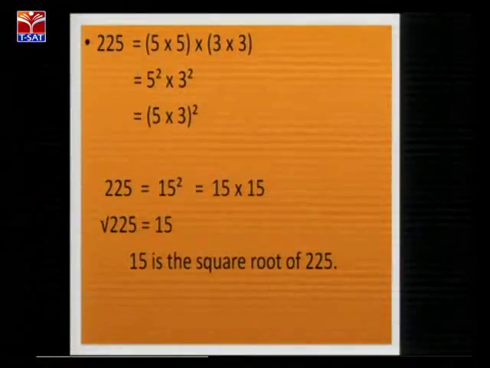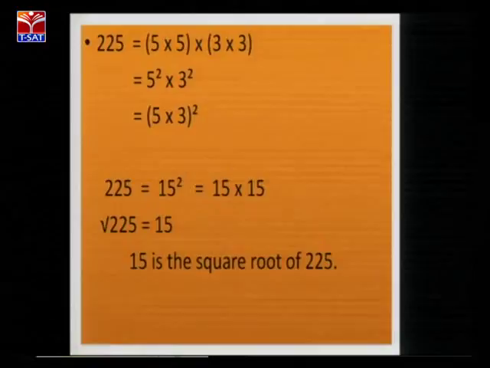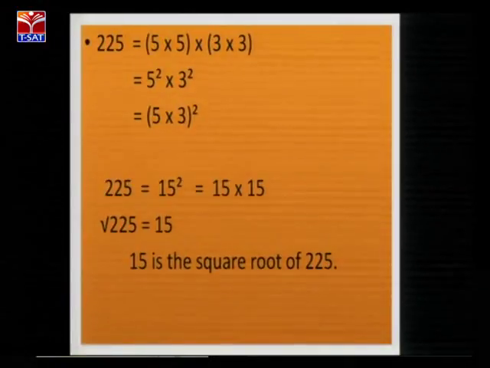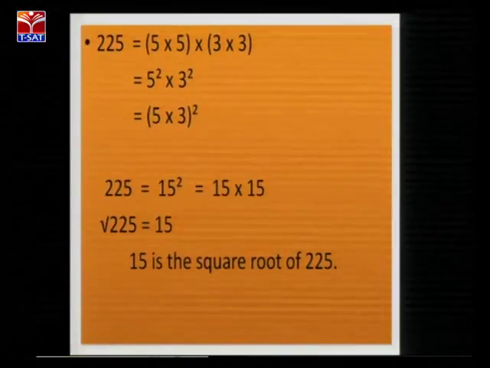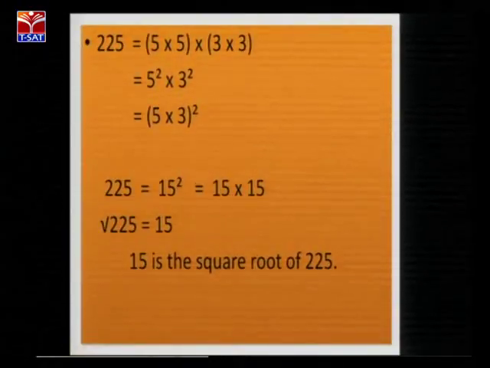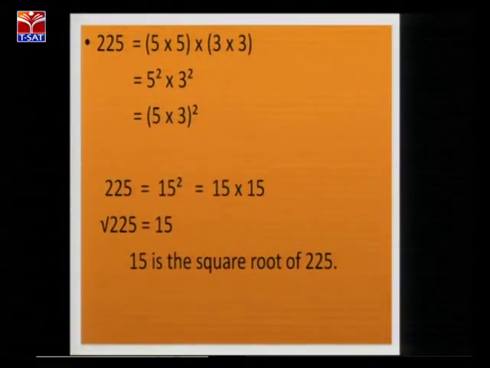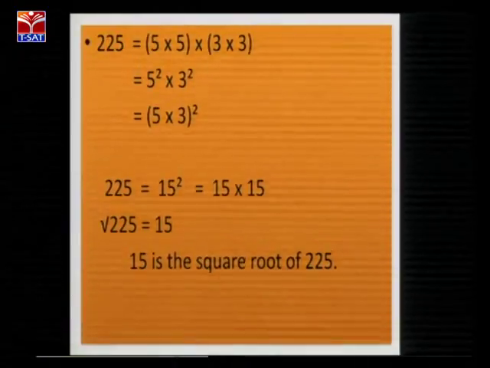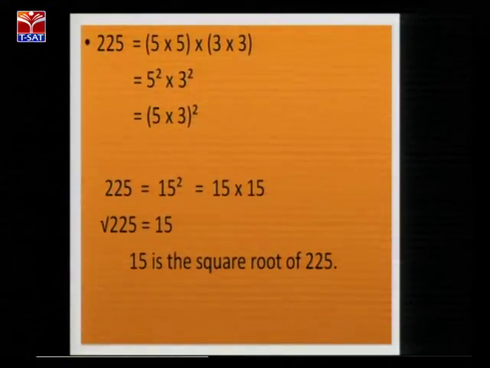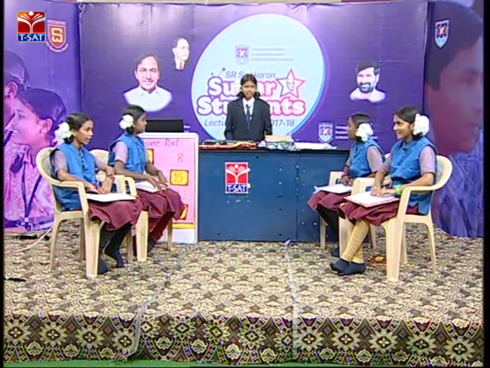And it can also be written as 5 square into 3 square, that is equal to 5 into 3 whole square. 5 3s are 15. So 225 is equal to 15 square. 15 square is equal to 15 into 15. So the square root of 225 is equal to 15. Friends, have you understood? Yes, friend.